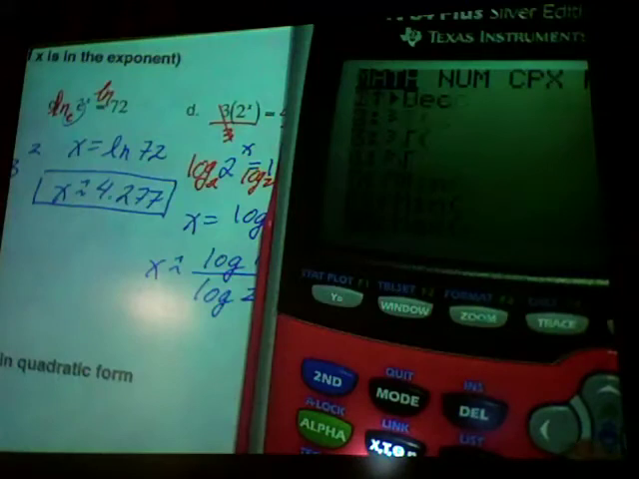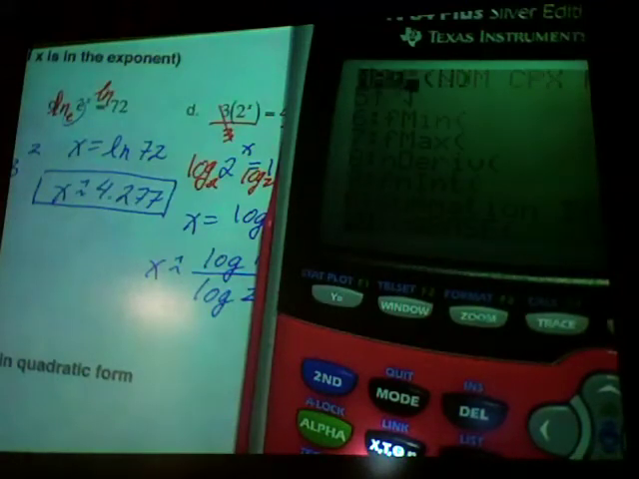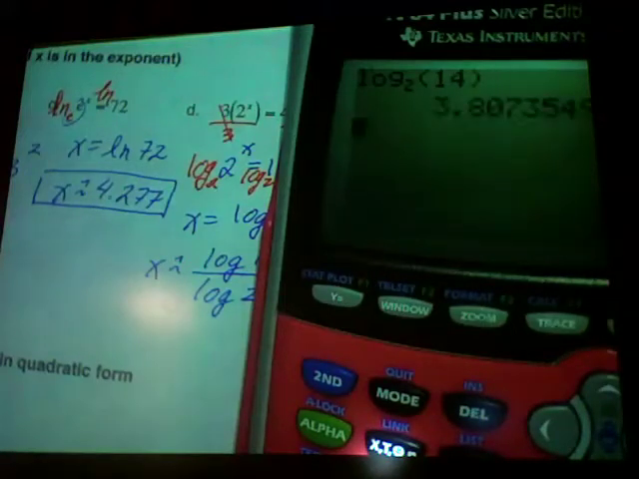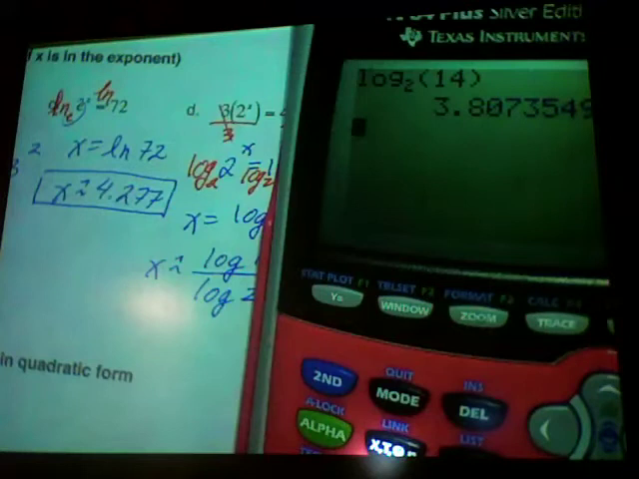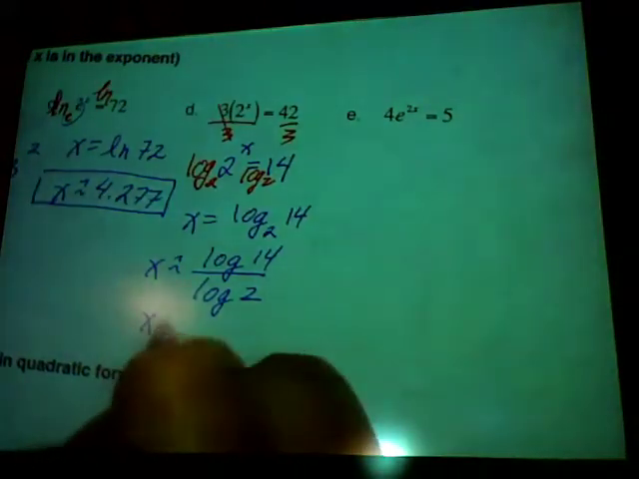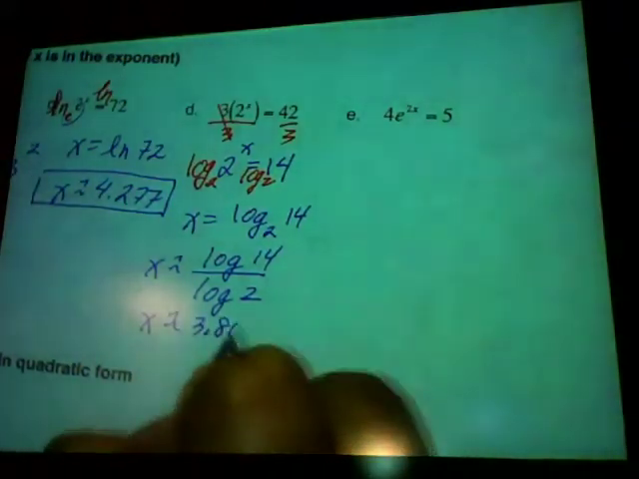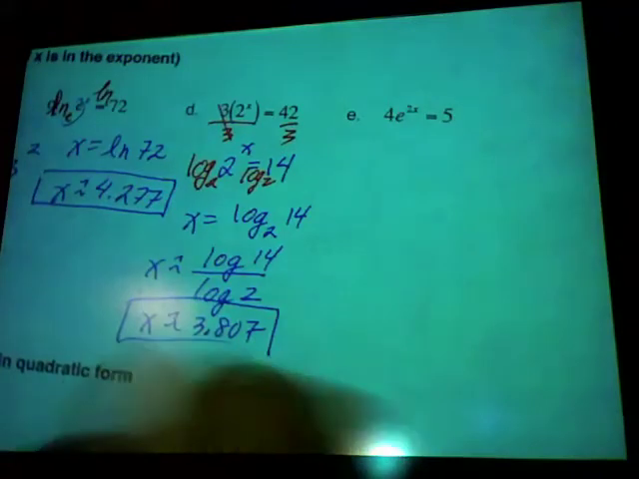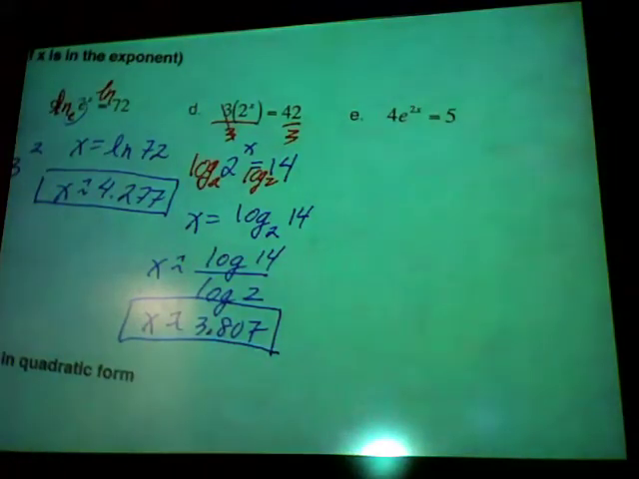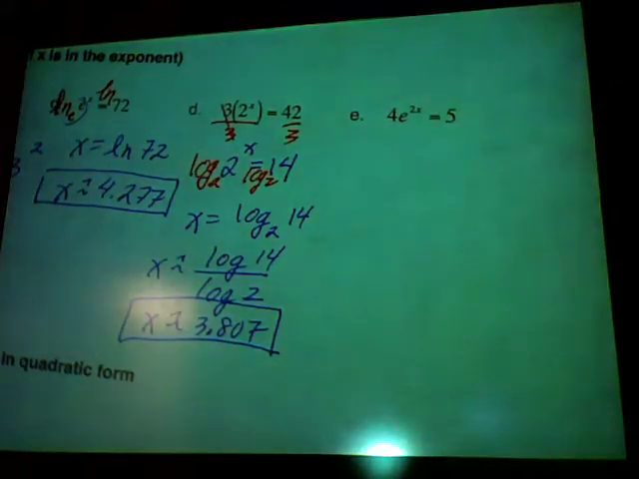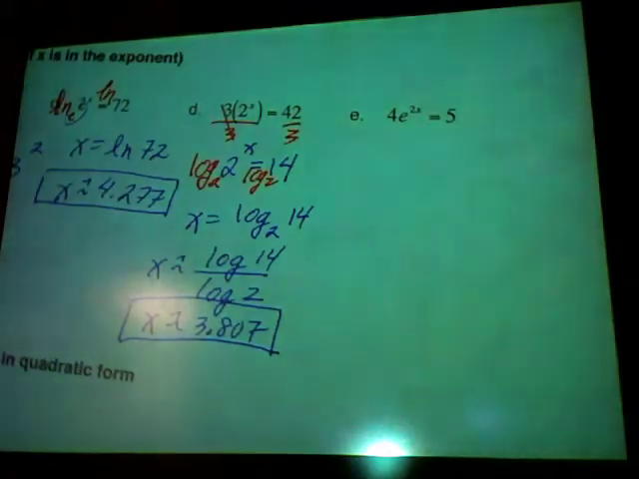And go to alpha A and hit log base 2 and 14. Either way, you should still come out with, go out to 3 decimal places. What do we have? 3.807. Isn't that fun? I love this stuff. It's great.